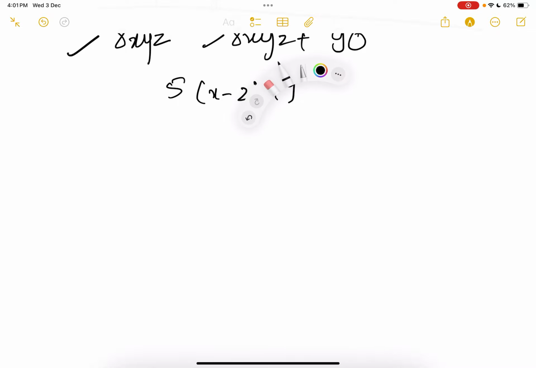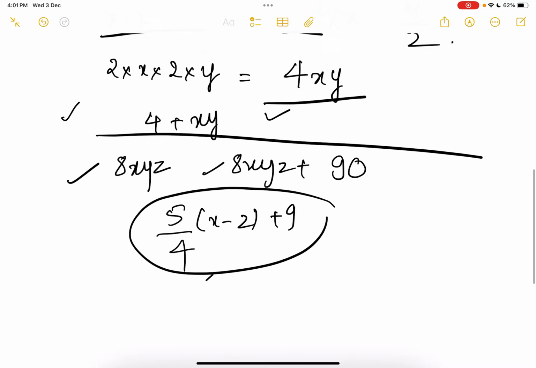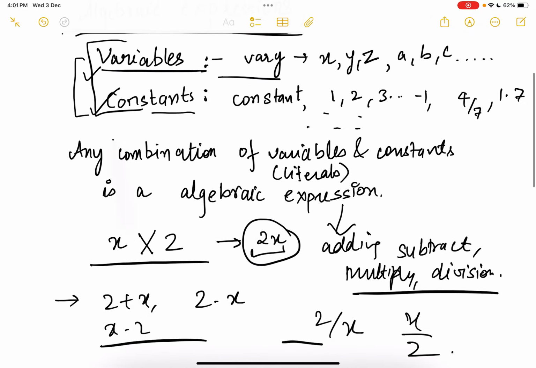You are multiplying 5 by 4 with x minus 2 and you're adding to it 9. So again, it can be any combination. The word which is important here is combination. The word which is important is combination.